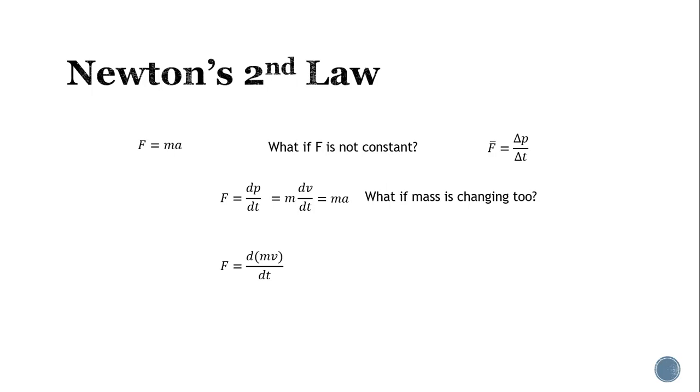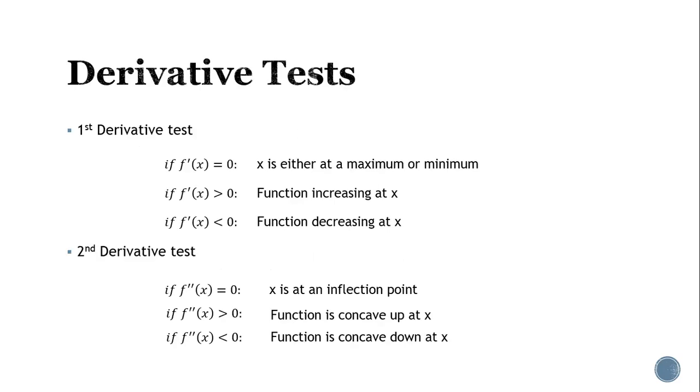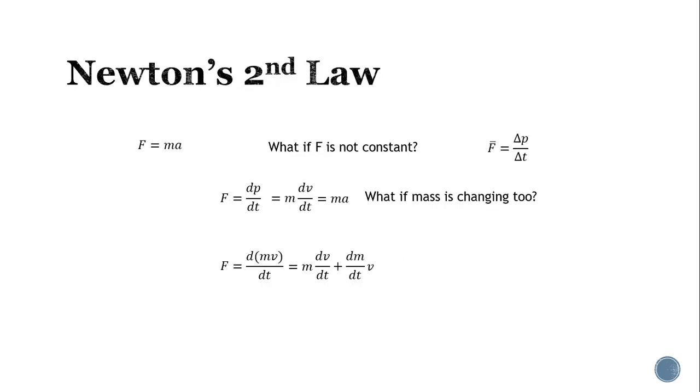So what if we had d(mv) over dt? Well, I could apply the product rule to figure out what happens. That m dv over dt plus dm over dt times v is equal to F. This becomes a little bit more complicated because I now need to know both the derivatives of m and v and both the functions of m and v. How is m being used up? How is v changing? And so this becomes a much more complicated problem to work out.